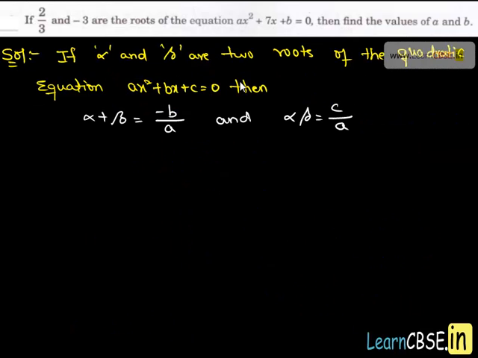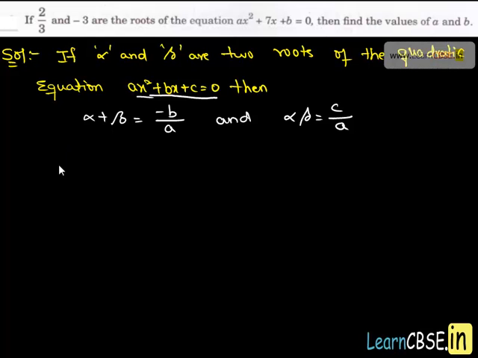Therefore, if alpha and beta are two roots of the quadratic equation ax² + bx + c, then the sum of the roots is -b/a and the product of the roots is c/a. Why did we calculate the sum of the roots and the product of the roots? It is because we need them to frame a quadratic equation when the roots are given.